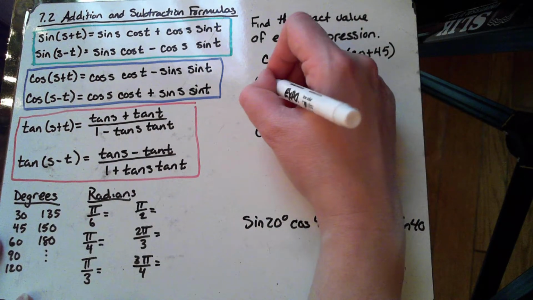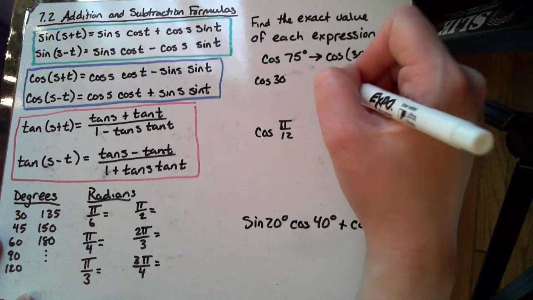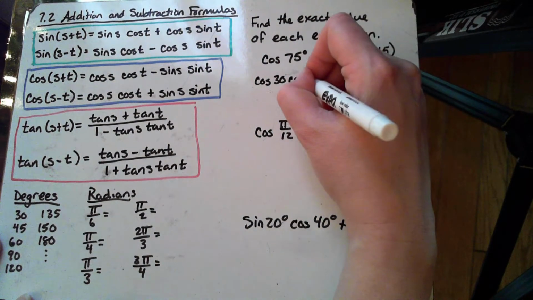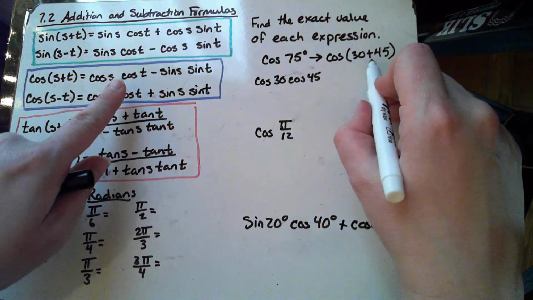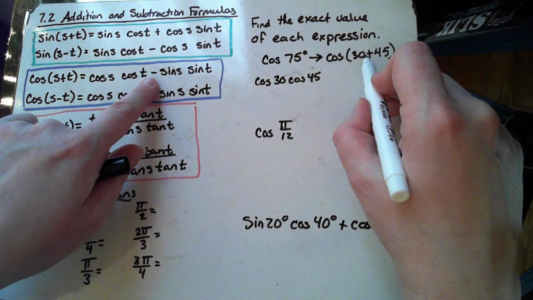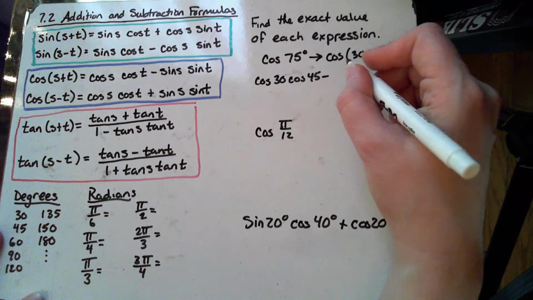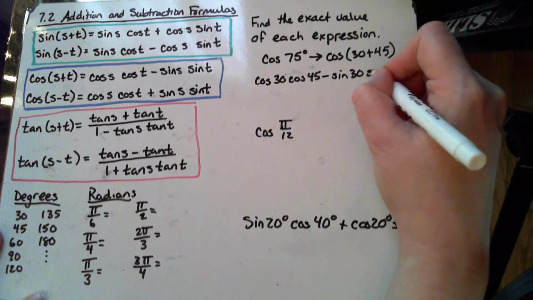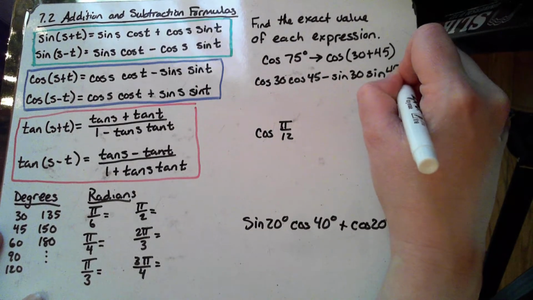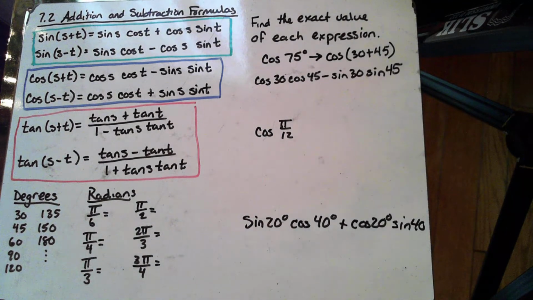So this is cosine 30, cosine 45. And in this formula, notice it's adding, but they switch the sign right there. So just be careful when you're copying it. So minus the sine of 30, sine of 45.